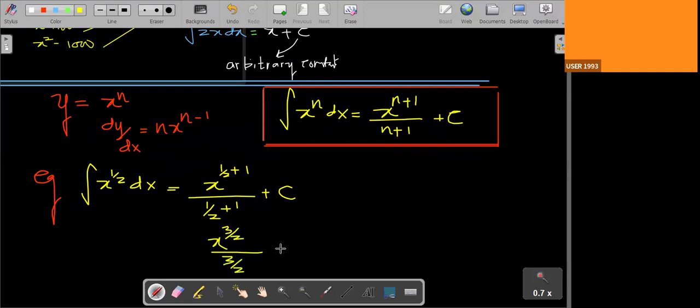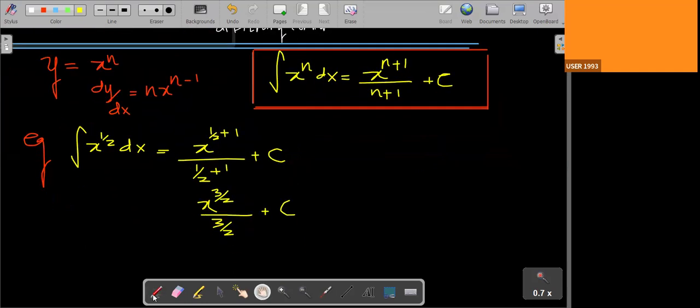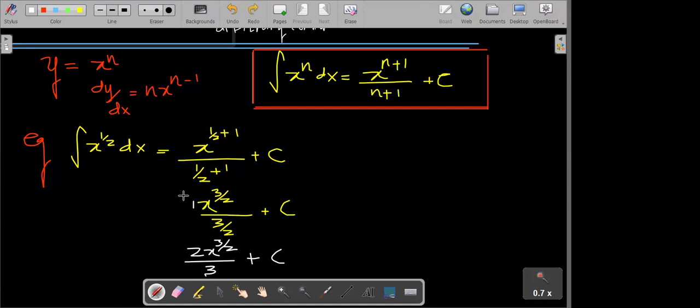You can see that this 3 can be brought up to the numerator. It's 2x to the power 3 over 2, over 3, plus c. Or you can just imagine it as 1 over 3 over 2. It's the reciprocal of 3 over 2, which is simply 2 over 3. Understood? Any questions up to that?